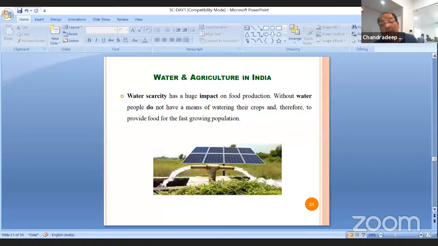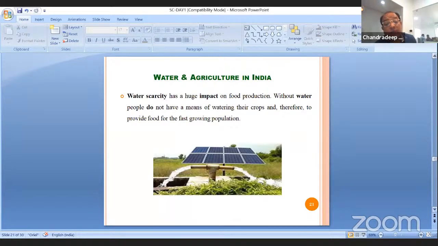GDP is growing, our crop production is growing, but at the cost of very high labor that the farmers and the workforce put into the field. Even in 50 degree temperature, they work in the field. I am sitting in an AC room giving a lecture, and many people listening to this lecture may also be in an AC room. But the farmers, in some places it is 40 degrees, are working in the field and producing the crop for us, but they need water for that. Water scarcity has a huge impact on food production.